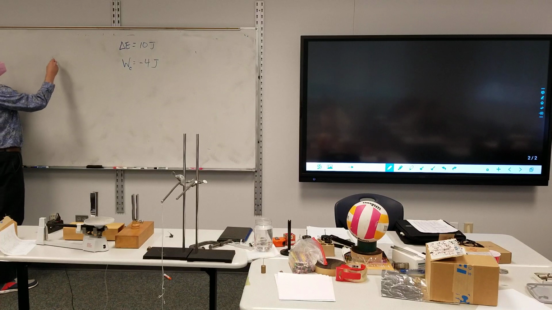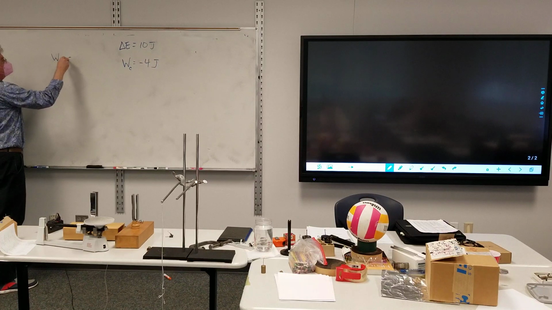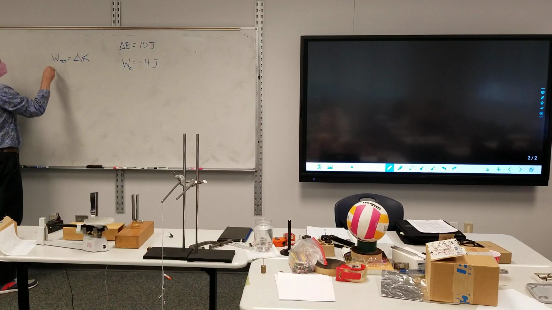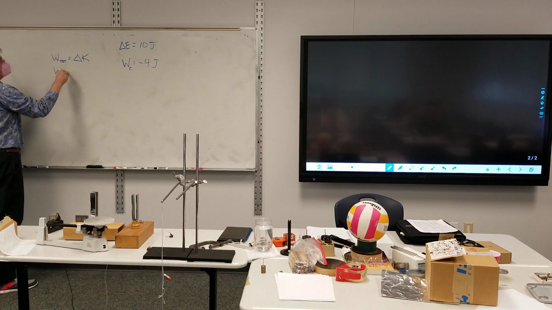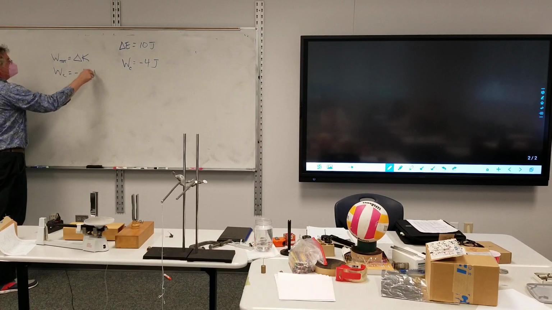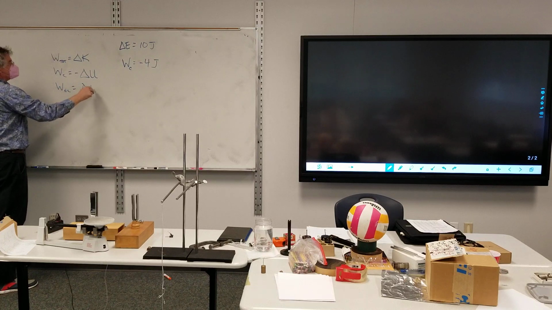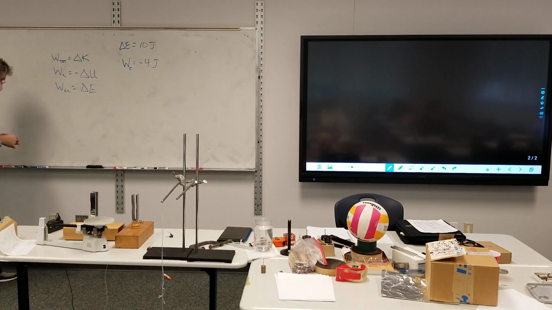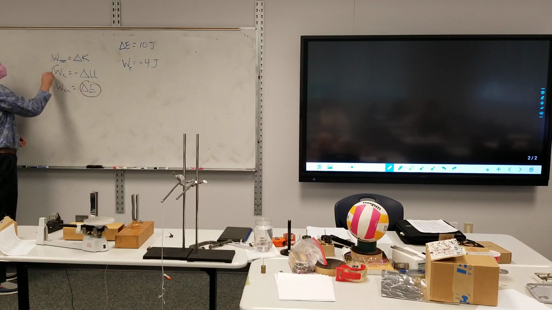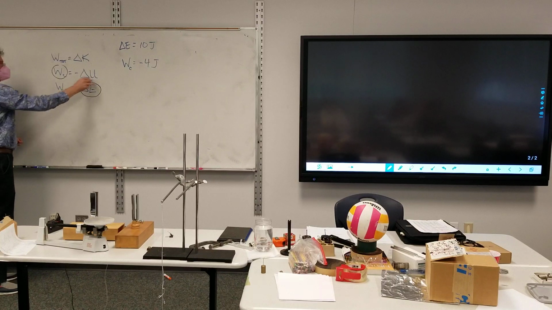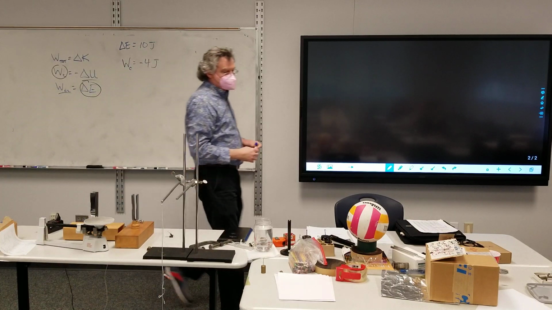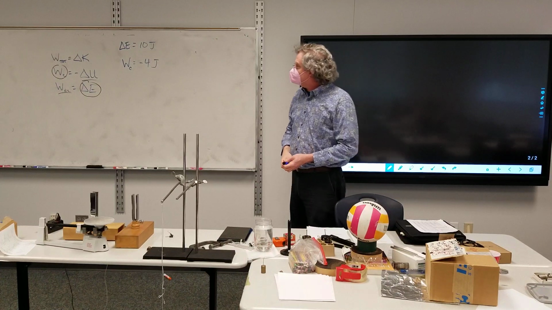What are the 3 work energy formulas? Total work is equal to delta K. Conservative work is equal to negative change in potential. And then non-conservative work is equal to change in energy. So right off the bat, we're given this and this, so we can figure out those 2 things. And this is work being done on an object. So what's the change in kinetic energy?